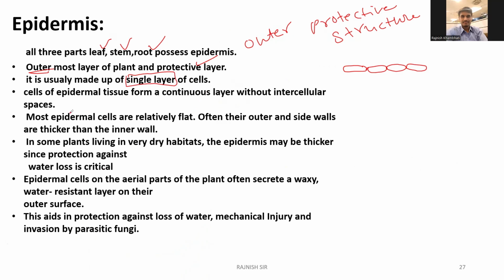Cells of the epidermal tissue form a continuous layer without intercellular space. You can see in this diagram, there is no space. Most epidermal cells are relatively flat. You can again see in the diagram, they are flat structures. If I look from above, what I can see is like this. They are flat structures.